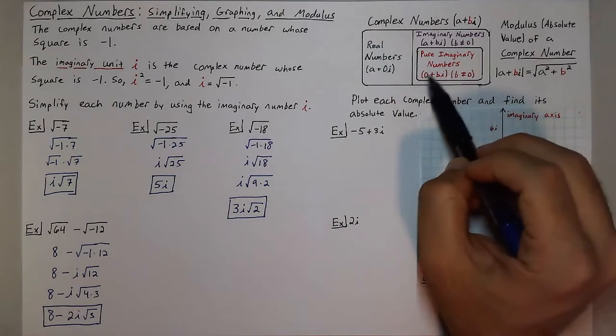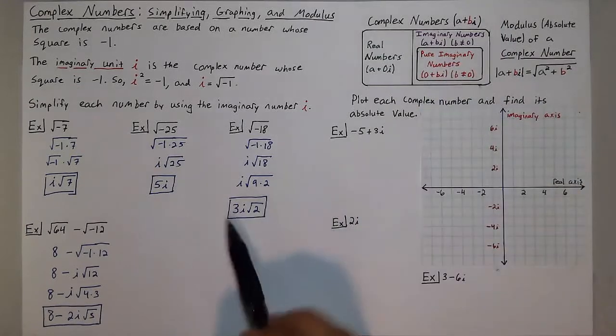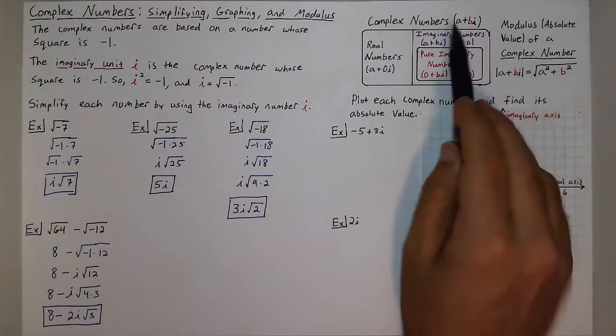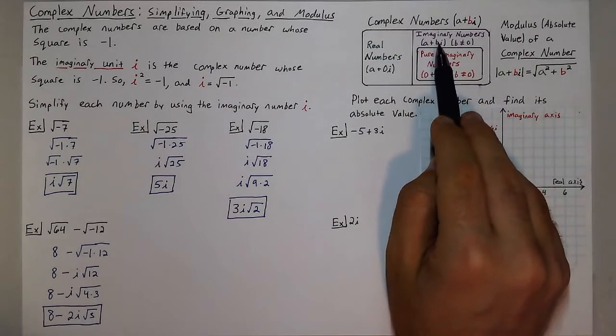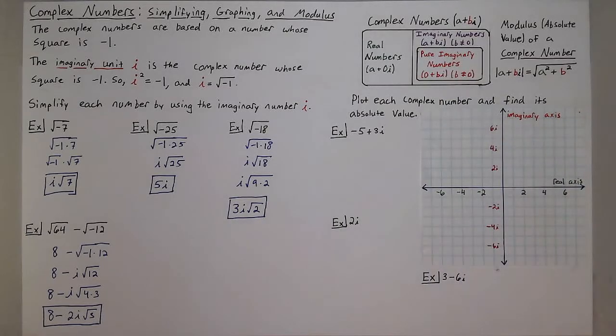And now if a was 0 and you just had a b part, that's a pure imaginary number. I mean, there's no real part to it. Imaginary numbers have a real and an imaginary part, but if there's no real part, we call that a pure imaginary number.